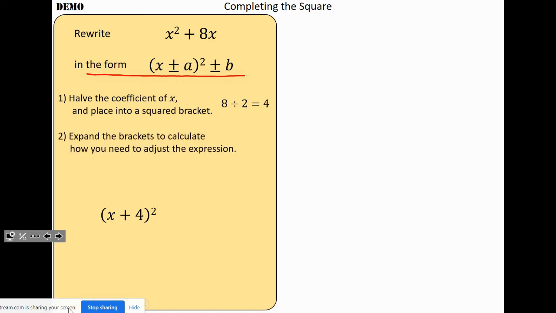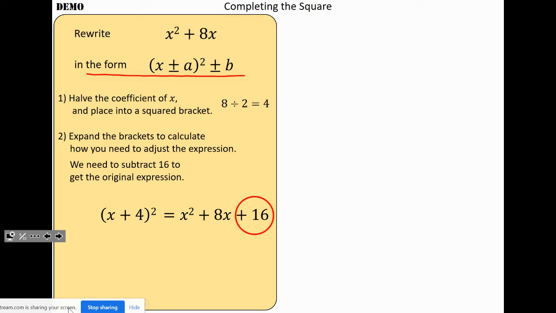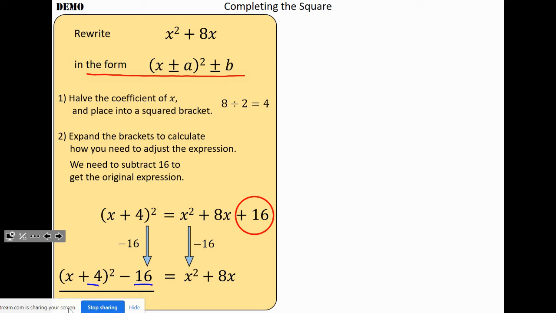And then we'd have to expand the brackets to calculate how you need to adjust it, or in other words, you could just recognize that we have the 4 times 4 at the end to give us 16. So we need to subtract 16. So x plus 4 all squared take away 16 is the same as x squared plus 8x. In other words, we just have to square this and take it away.